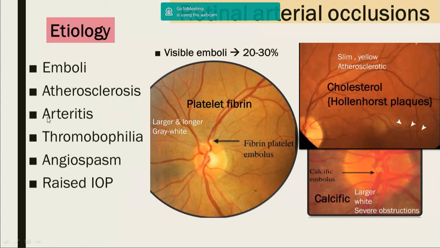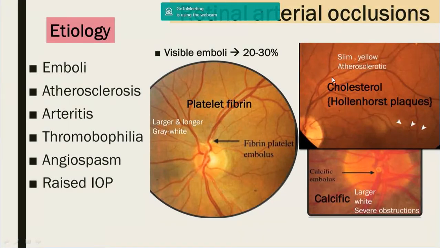Apart from that, thrombophilic conditions. There are multiple hereditary thrombophilias that have increased prothrombotic factors or decreased antithrombotic factors present in the circulation that will cause more thrombosis. So that is the thrombophilic nature present in the body due to deficiency of factors that might lead to arterial occlusions. Apart from that, angiospasm, that is when the vessel tends to narrow down due to multiple other factors. It might also lead to occlusions, and raised IOP also causes narrowing of the arteries.